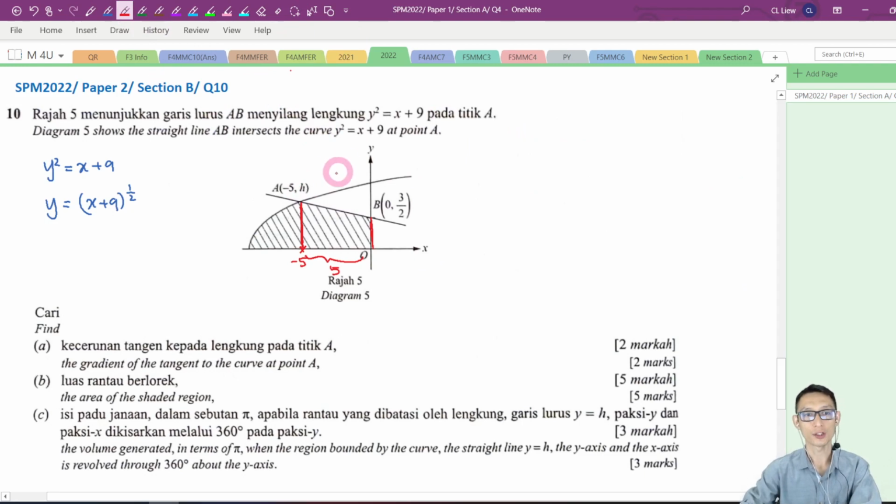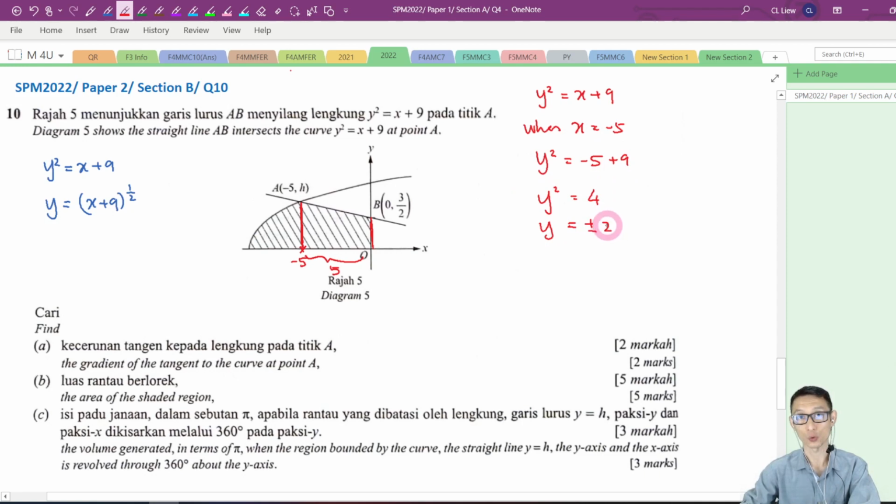Given by the question, the curve is y squared is equal to x plus 9. So I want to find the value of y when x is equal to negative 5. So y squared is equal to negative 5 plus 9. So y squared is equal to 4. So y is equal to plus minus 2. Since this is the positive part, we know the h is actually equal to 2. Now this is 2, this is 1.5. Now we have all the information that we need to find the area of the trapezium, right?